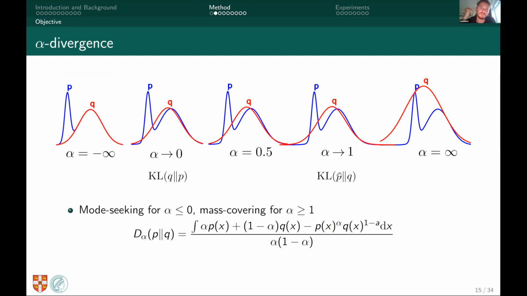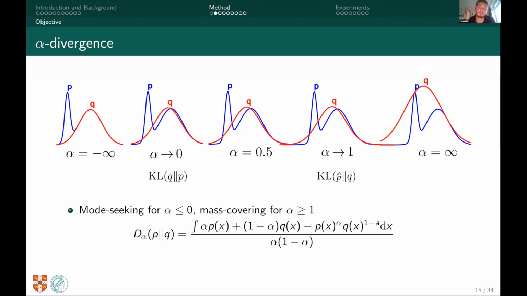So if our Boltzmann distribution has 100 modes, we would like our flow to have mass on all of these modes. So what we want is mass covering. And alpha divergence gives us a really nice way to express what we want. It has this parameter alpha that controls the degree to which the divergence measure is mode seeking versus mass covering, specifically with higher alpha, so alpha greater than 1, it becomes more mass covering. That's shown in this plot here.